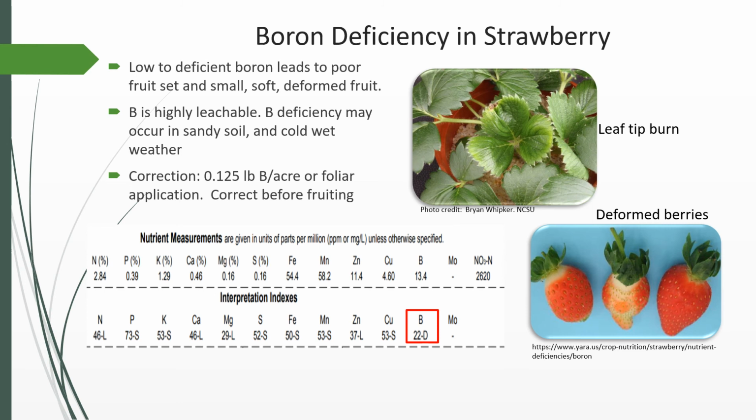So what is the corrective action? The corrective action is to apply 0.125 pounds of boron an acre and to get this application in before fruiting occurs. Boron is very important for flower production. However, when applying boron, the line between sufficiency and toxicity is narrow, so be careful when applying this application.